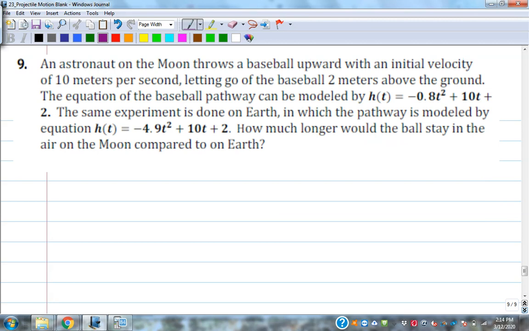All right, number 9. Talk about it. Astronaut going on the moon. They give us 2 equations. One is for the moon and one is for the Earth. It's talking about a baseball following a certain path. And it asks at the end, how much longer would the ball stay in the air on the moon compared to the Earth? How much longer? So what does that imply that we need to find?